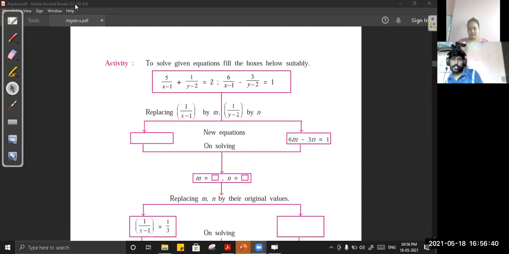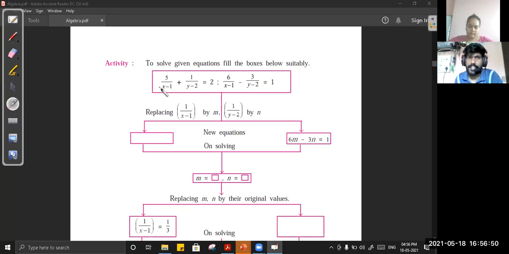So now we can come to the activity. To solve the given equation, fill the boxes. So the first equation is just that, here it is x minus 1.